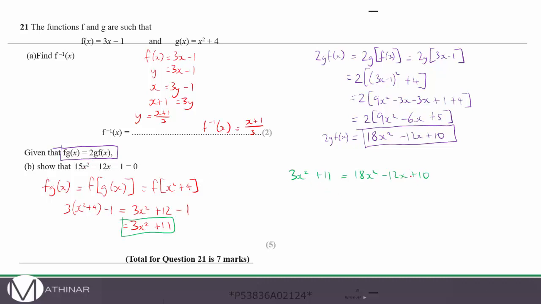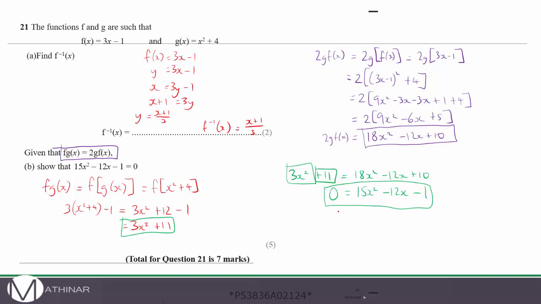So let's bring everything to the right here. So if we move this across, then this will become 18x squared take away 3x squared, which will be 15x squared, and the minus 12x remains as it is, and then we move this 11 across, so this 11 becomes a minus 11, so 10 take away 11 gives you minus 1, and that equals 0. So that's what we've got. So we've answered the question.